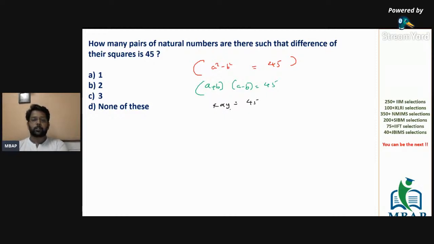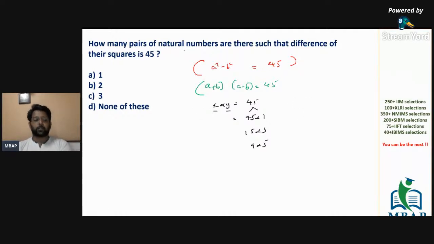So I want two factors which on multiplication should become 45. Which two numbers could it be? It could be 45 into 1, 15 into 3, or 9 into 5. These are the possible values of x and y, which are the possible values of a plus b and a minus b.